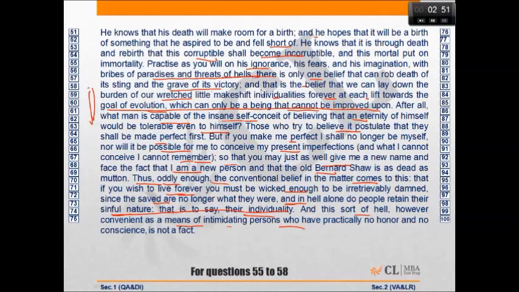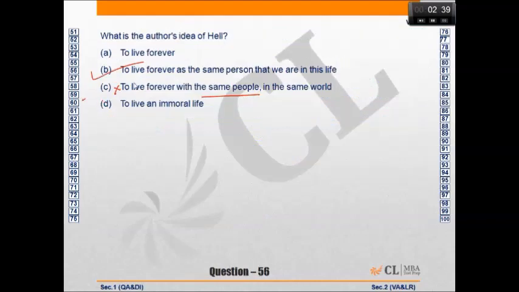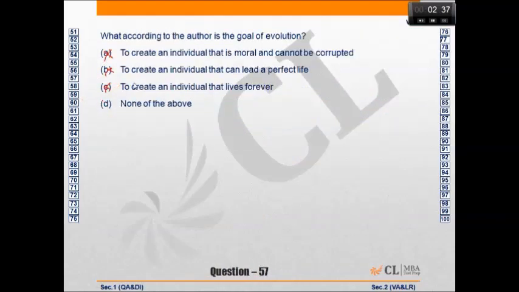And that is the belief we lay down the burden of a wretched little relationship lives forever at each live towards goal of which can only be that cannot be improved on. Something that cannot be improved upon is the goal of evolution. Something cannot be improved. Okay. This is narrowing. Choice A cannot be correct because narrowing. Perfect life, no. D, none of the above.